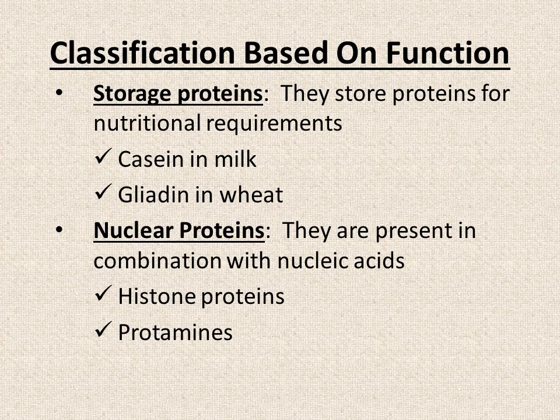So what are storage proteins? These are those proteins which can be broken down inside the body to release energy and to meet nutritional requirements. For example, casein protein, which is found in milk, and gliadin protein, which is present in wheat. Both these types of proteins can be broken down if needed to release energy which is utilized by body cells.